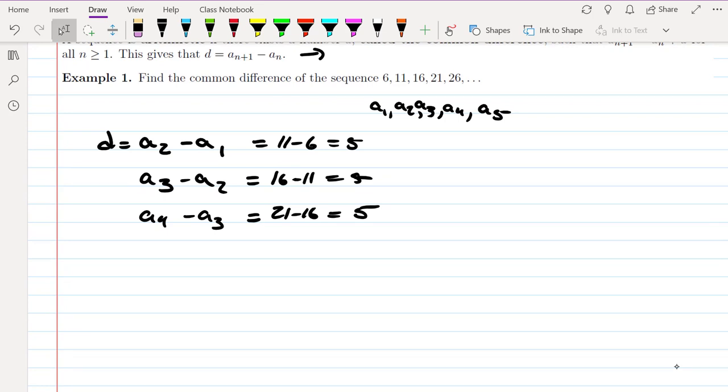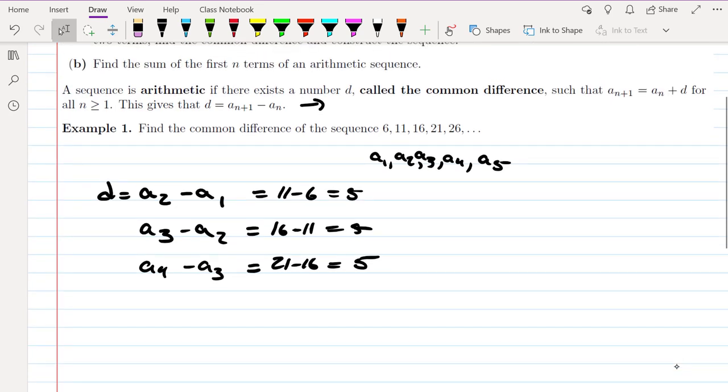So what is the difference between each of these terms? To go from 6 to 11, what did we have to add? Well, that was the number 5, and that is our common difference.